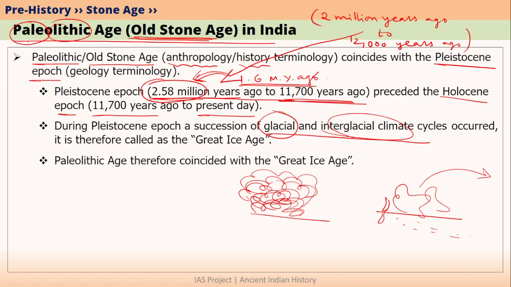So Pleistocene epoch had a succession of glacial and interglacial climate cycles. That is why Pleistocene epoch is also called the Great Ice Age. So we can say Paleolithic age coincided with Pleistocene epoch, or Paleolithic age coincided with Great Ice Age, because Great Ice Age is nothing but Pleistocene epoch.